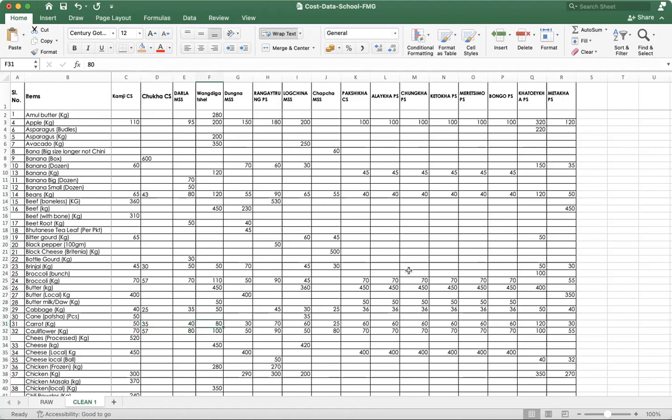In Ongdika school, it is 80 per kilo, carrot. In Rangetung, it's 70 per kilo. Lokchina is 60 per kilo. Chapcha is 25, Pakshika is 60. What is the difference? It is 35 per kilogram. So, if I were a farmer, I'd go and sell carrot in Pakshika school.